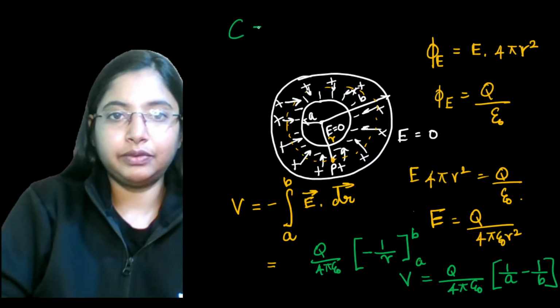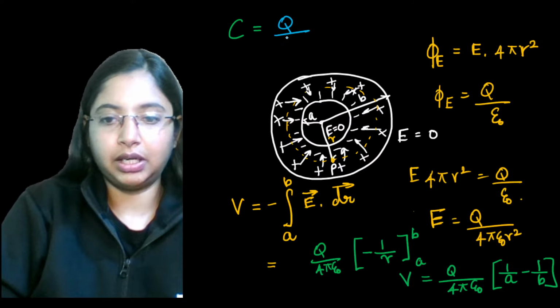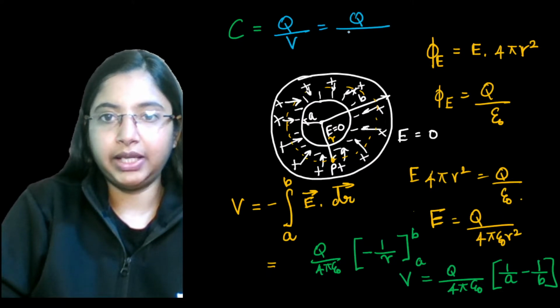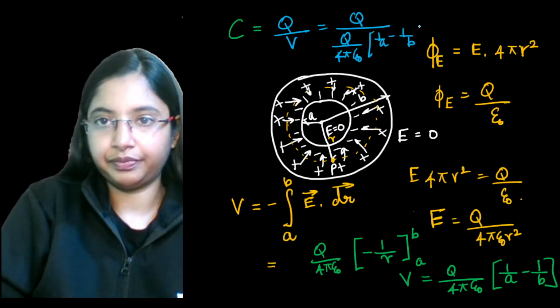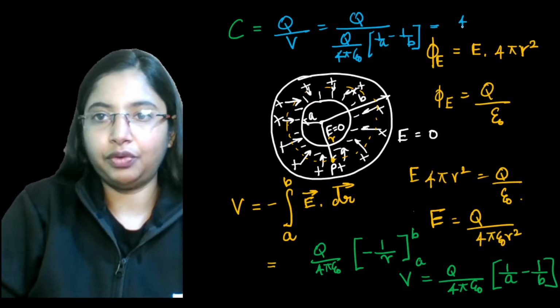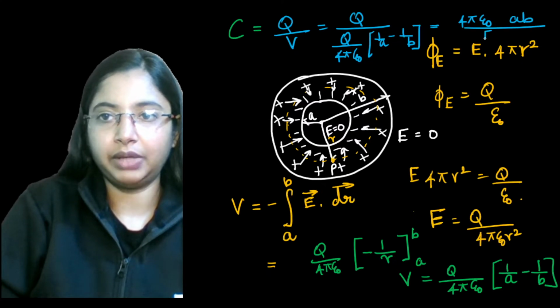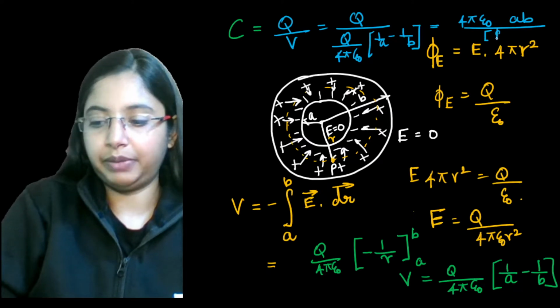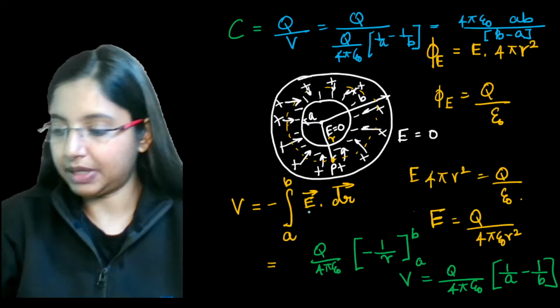Now capacitance is going to be charge per potential. So this is q divided by q by 4 pi epsilon naught times 1 by a minus 1 by b. Or you can solve for this and write 4 pi epsilon naught, and inside you have to multiply, so the ab term will come on top, and here you will have b minus a. So this is the capacitance for a spherical capacitor.